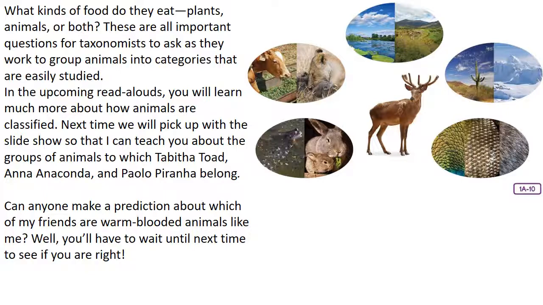Next time, we will pick up with a slideshow so that I can teach you about the group of animals to which Tabitha Toad, Anna Anaconda, and Palo Piranha belong. Can anyone make a prediction about which of my friends are warm-blooded animals like me? Well, you'll have to wait until next time to see if you're right.